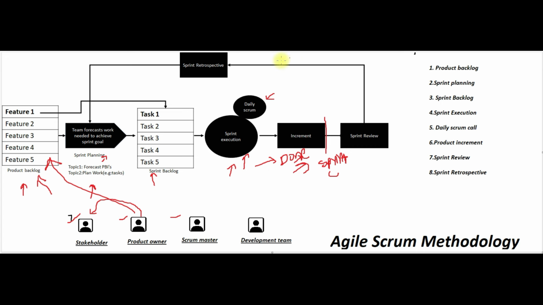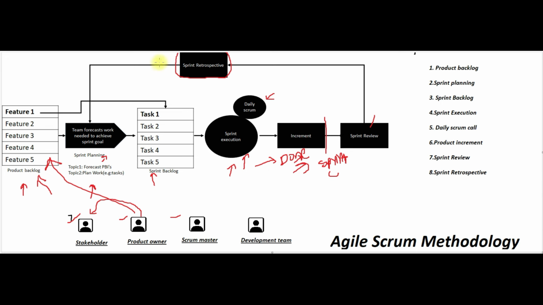And then there is a stage called sprint retrospective. This sprint retrospective will happen after the sprint review is completed, before the next sprint planning starts. In the sprint retrospective meeting, the Scrum Master, product owner, and the development team will discuss what went well in the past sprint and what we can do better in future sprints.